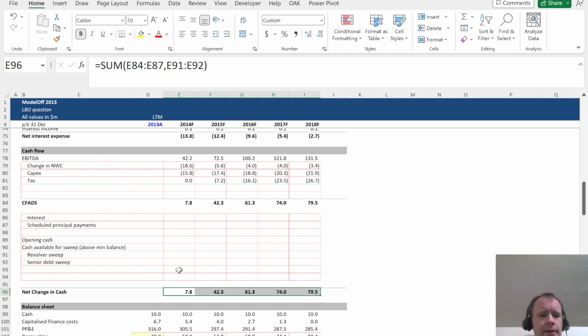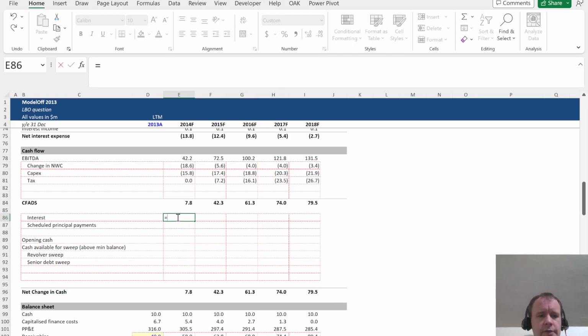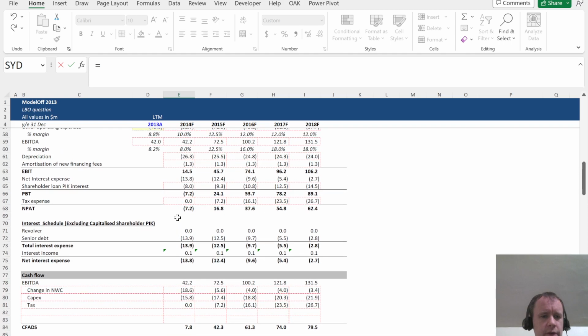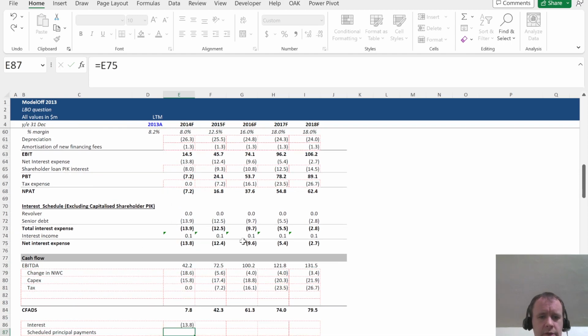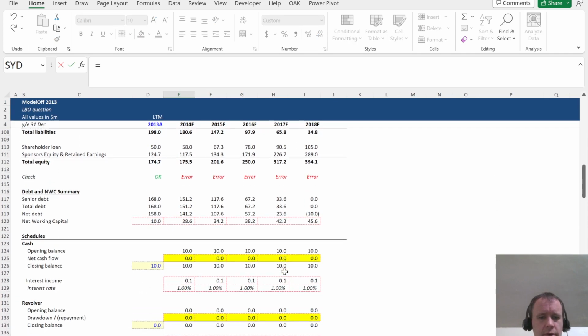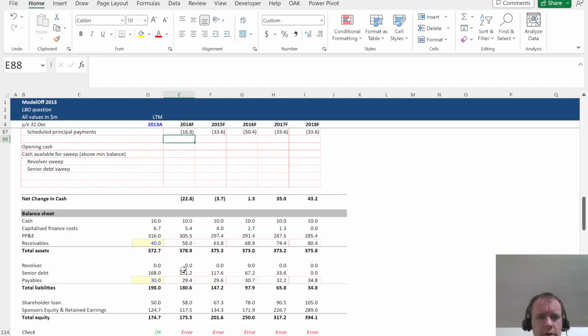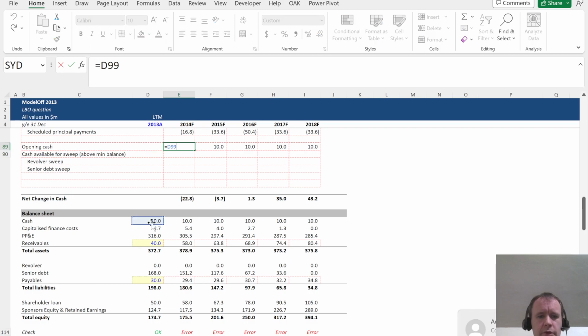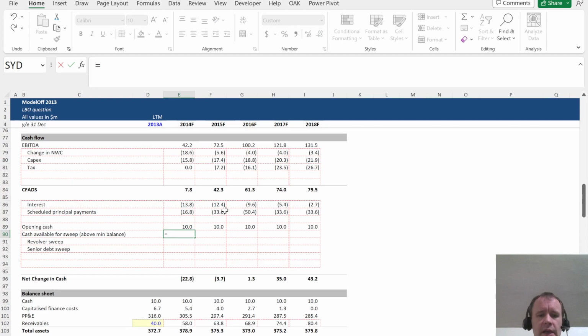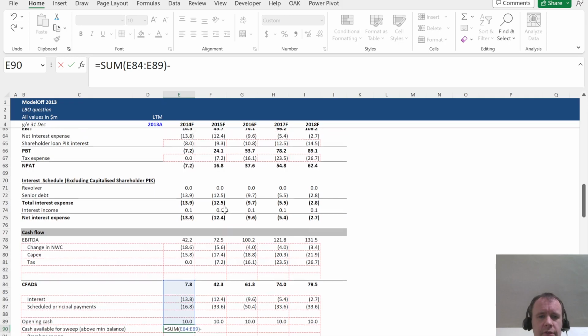Okay. So then, interest. I have a net interest line somewhere here. Yes, net interest expense. Scheduled principal payments are only on the senior debt, so that's here. Opening cash we can get from the balance sheet. From, importantly, the previous period, not the current period, which would create circularities. So then, cash available for the sweep is going to be the sum of all of these minus the minimum balance.